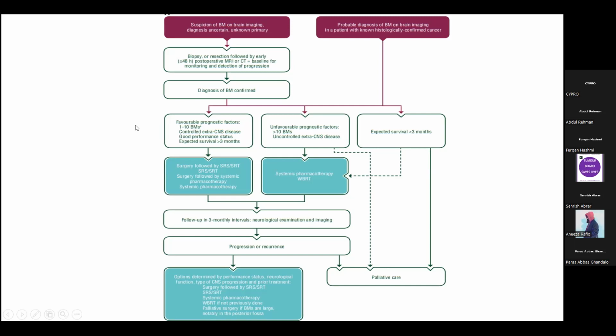So if the patient has favorable prognostic factors, controlled extracranial disease, they prefer to offer focal treatment, radiosurgery, rather than the whole brain, of course. But if the performance status is bad, and the patient has multiple brain lesions, more than 10, those patients are offered whole brain radiation therapy.